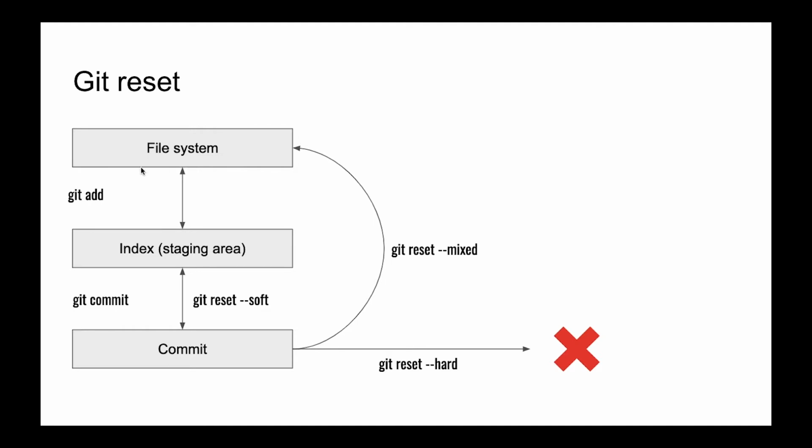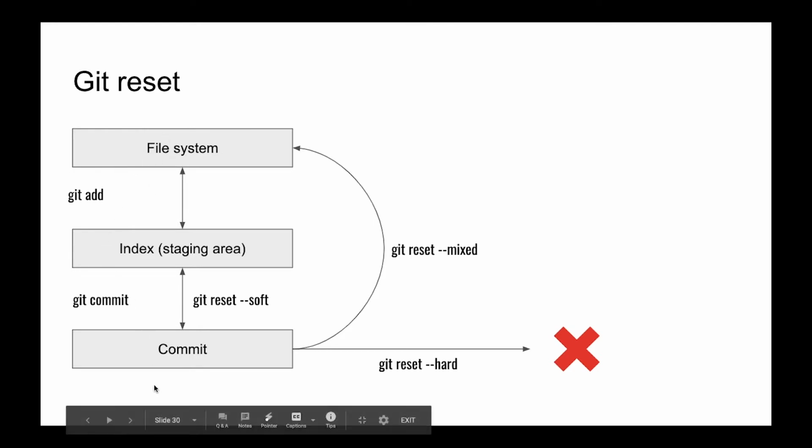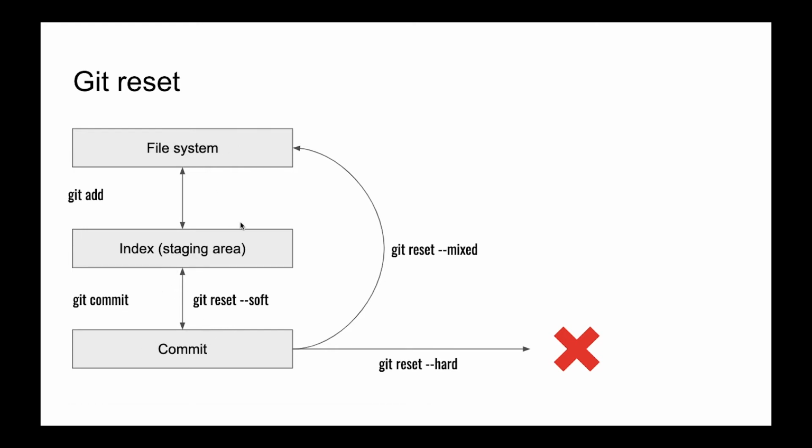It's a file system, just added this file to the system. Then we can add this file to index or staging area. We need to call the command git add. And after that, we can commit this file with the command git commit. So we're moving our file changes from one level to another one. With the command git reset, we can move these changes back to the index and file system level.